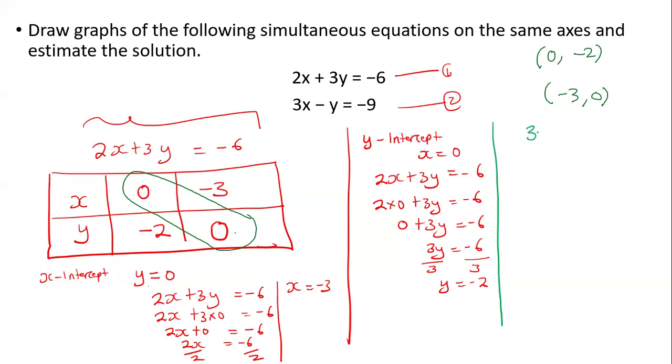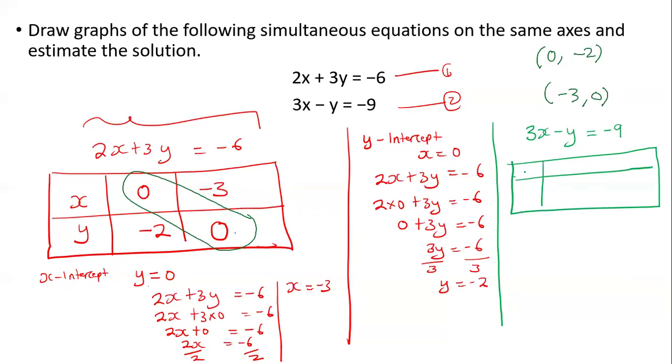For the second one, we have 3x minus y is equal to negative 9. When I'm drawing this, I just need to draw my simple table. In my simple table, I need only two values, x and y. And what do I need? I want to just know when x is equal to 0, what value of y do I get?